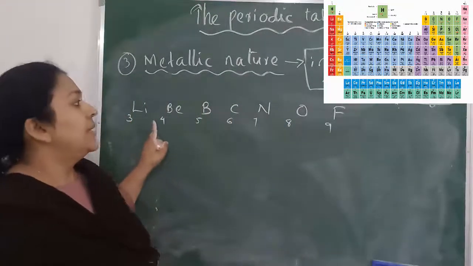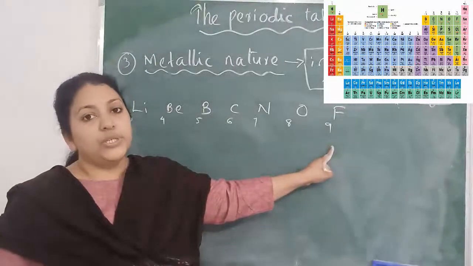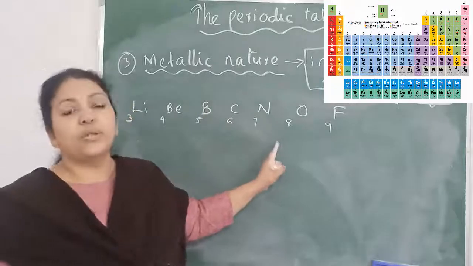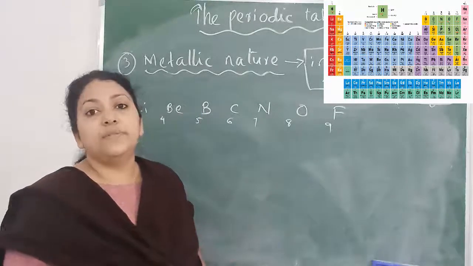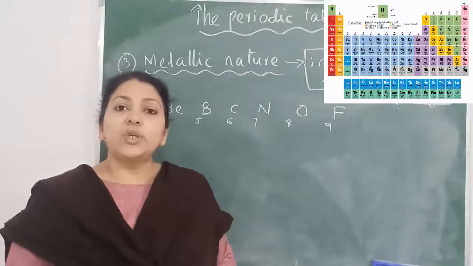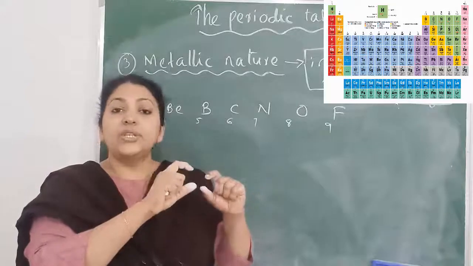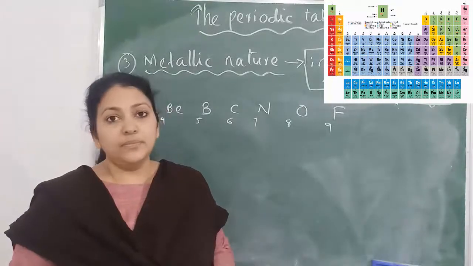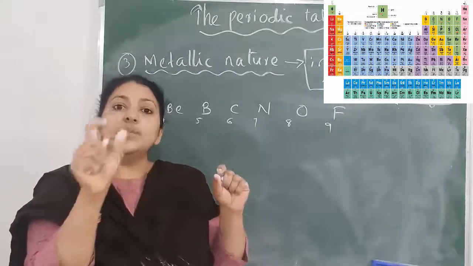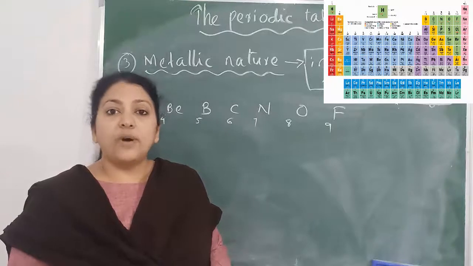Now we are considering from lithium to fluorine and we are going to check how the metallic nature or the metallic character changes. It is also called the electropositivity. Why is it called electropositivity? We know that metallic nature means the ability of an atom to lose electrons. So after losing an electron, what will it become? It will become a positive ion, isn't it?